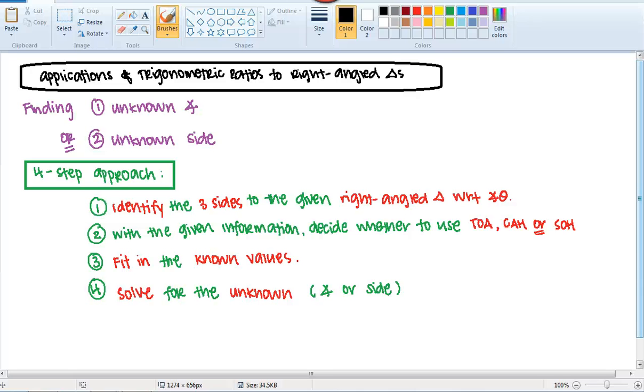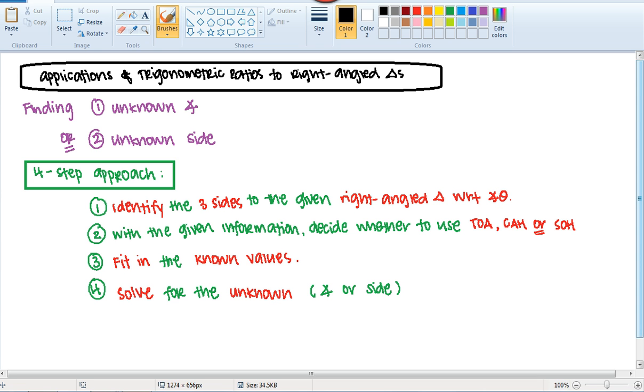Okay, so for this part of the lesson, we'll get to explore the applications of trigo ratios to right-angled triangles. If you recall in the very beginning of this lesson, we mentioned that trigo ratios can help us to solve for an unknown angle or an unknown side in a right-angled triangle. I'm going to introduce to you this four-step approach. Hopefully you can remember this at the end of today's lesson, which is very useful to you when solving for an unknown angle or an unknown side.